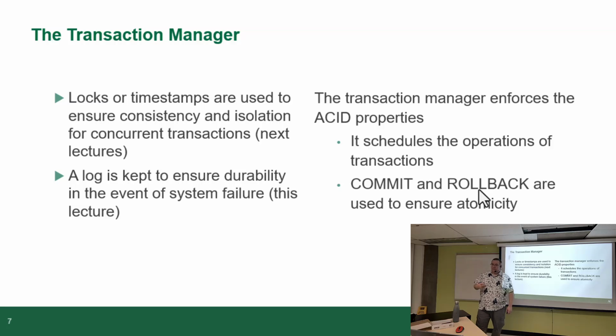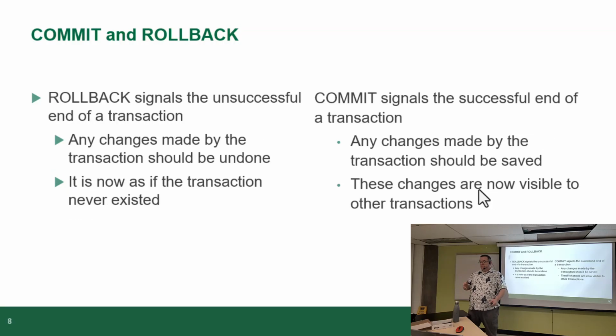All right, so the transaction manager, locks or timestamps are used to ensure consistency. Different database servers do it slightly differently. There's a log. Remember last week when I talked about the log, the binary log? When there's transactions, it has a transaction log where it keeps track of the transactions between something called a checkpoint. And I'll be talking about those in a bit. The transaction manager enforces ACID. It schedules the operations. Commit and rollback are the commands used to ensure things are atomic. And I'll be doing all this during a demo, so it sounds a little weird, but trust me, it'll happen.